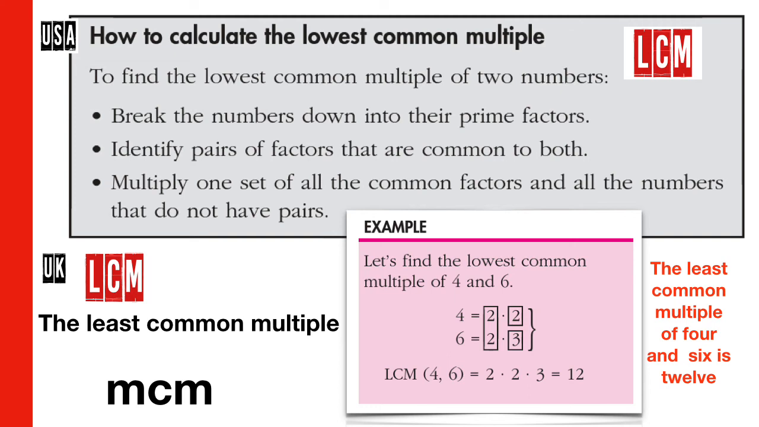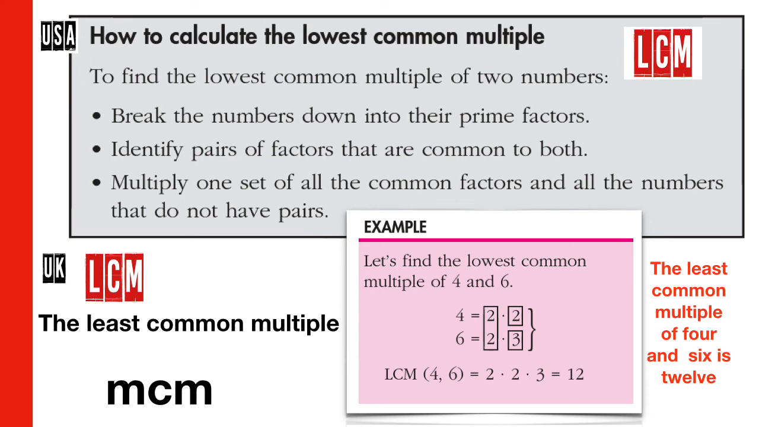How to calculate the lowest common multiple? To find the lowest common multiple of two numbers, first, break the numbers down into their prime factors. Identify pairs of factors that are common to both. Multiply one set of all the common factors and all the numbers that do not have pairs. The least common multiple is the same in the UK, and in Spanish you say mínimo común múltiplo.